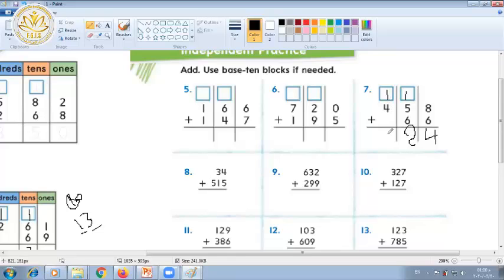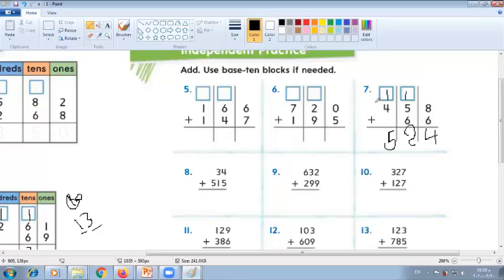100 plus 4 equal 5. So now the sum I have is 524. Good job. Let's go.